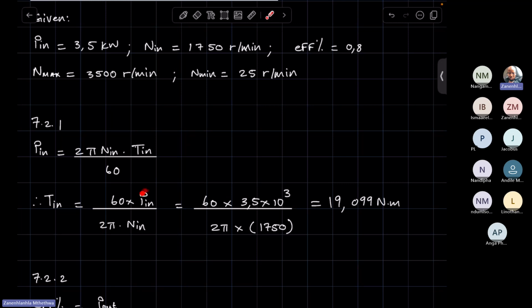Now, you substitute. You have power in, it's 3.5 kilowatts. Remember that this has to be in watts, hence we multiply it by 1,000. To convert from kilo to watts, you multiply by 1,000. Hence, you see here, I multiplied by 1,000, divided by 2 pi times n. N is the 1,750, which is what you have here. And then calculating this, this is what we get: 19.099 Newton meters. Remember, torque is synonymous with moments, hence the way we express torque is in terms of Newton meters.